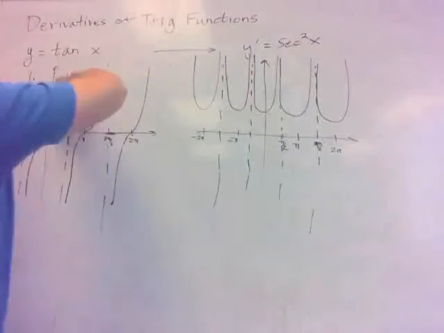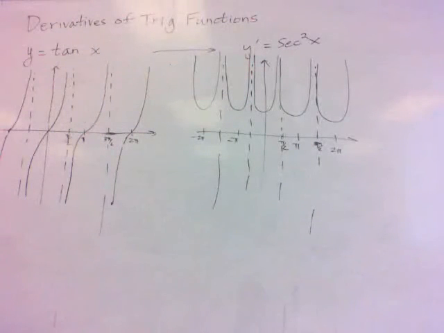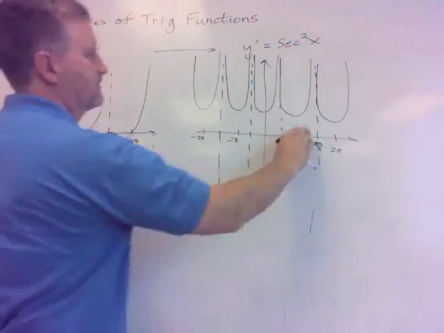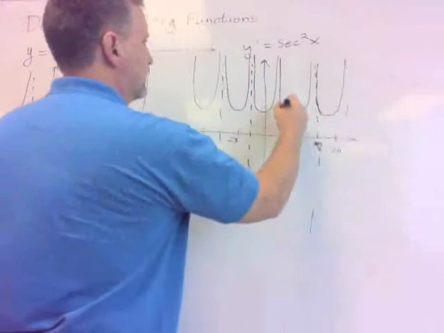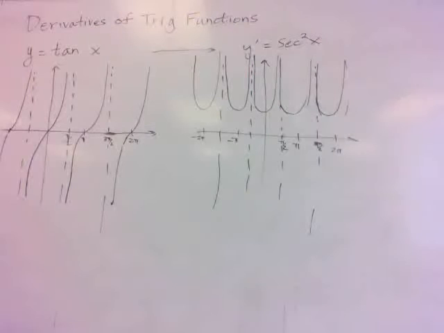The derivative of tangent turns out to be the secant squared. It's never negative; it's always positive. Sorry about that. Okay, so anyway, I was going to show you the other approach to finding this derivative of tangent.